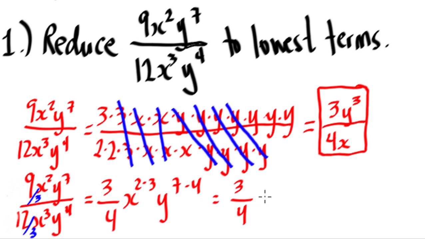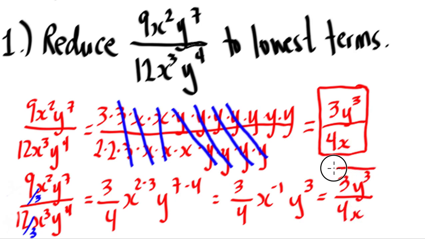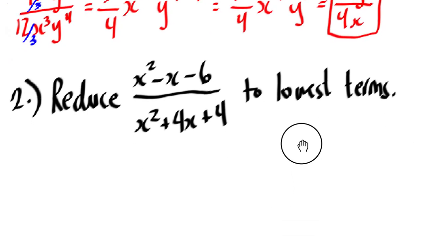X raised to 2 minus 3 is x raised to minus 1, and then y raised to 3. Since we have a negative exponent, we'll put that in the denominator. The one with the non-negative exponent, we'll put in the numerator. So we have 3y cubed over 4x, and pretty much that's the same as our answer above. Now, I think that's pretty much okay with number 1. Let's proceed to number 2 now.